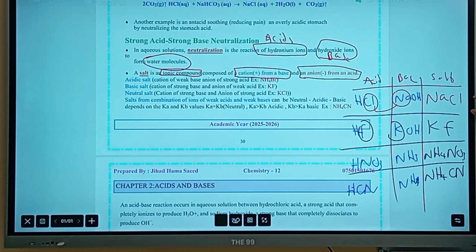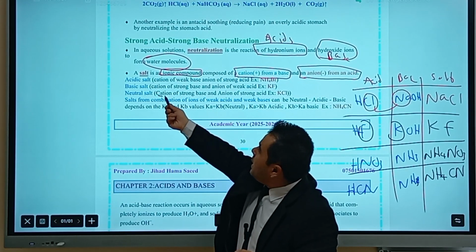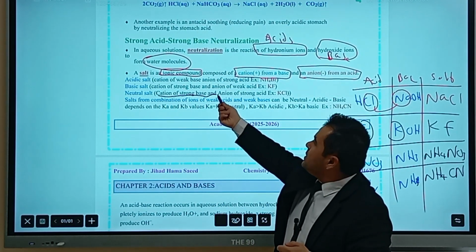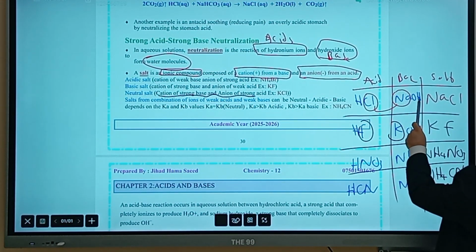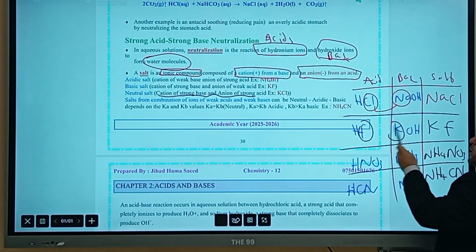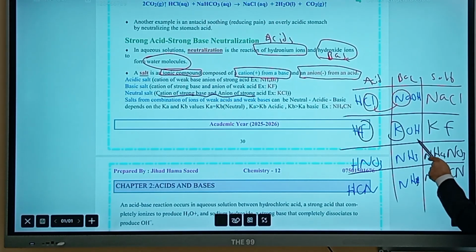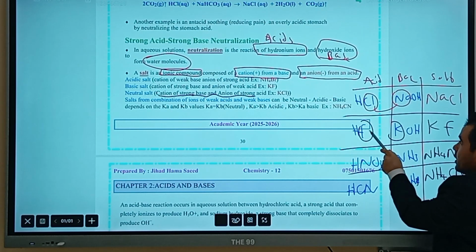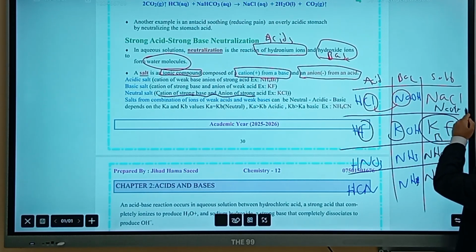Guys, the first one is a neutral salt. Why? A neutral salt is one that has the cation from a strong base and the anion from a strong acid. Whenever the acid and base are both strong, they will produce a neutral salt. But if only one of them is strong, they will produce the salt of the strong one. Here the base is strong, the acid is weak, so it will produce a basic salt. This is a basic salt. The other is a neutral salt.